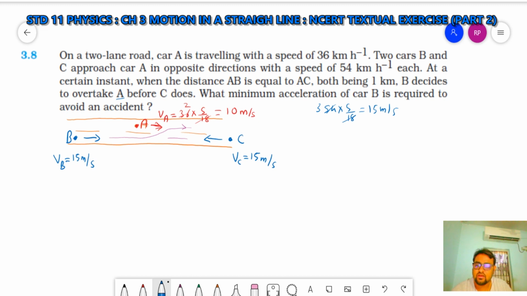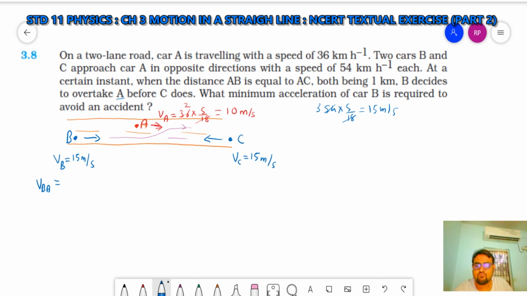I will take relative velocity of B with respect to A. Now see, both are moving in the same direction. Now remember one shortcut. When you are taking one dimension, if you don't want to take vector form, then when two vehicles are moving in the same direction, the relative speed you have to subtract, and when two vehicles are moving in opposite directions, for relative speed you have to add.